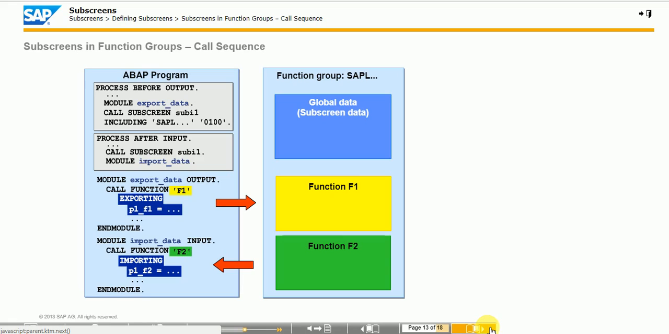This ensures that the data is known in the function group before the PBO processing block of the subscreen is called. The sequence is reversed in the PAI module of the calling screen. You call the PAI processing block of the subscreen before you call a function module to pass the data from the function group back to the calling program.